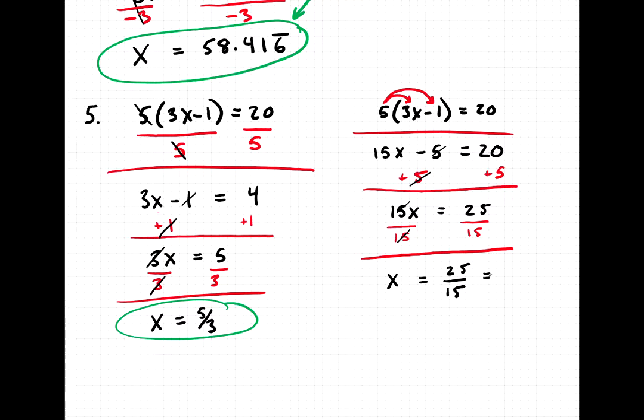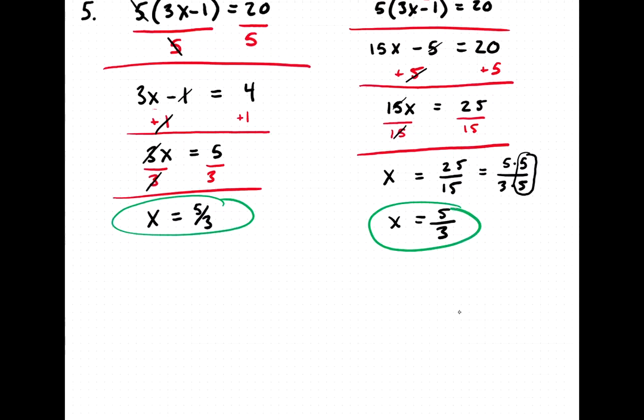And now, of course, always give your fraction in reduced form. Since 25 is 5 times 5 and 15 is 3 times 5, the 5 over 5 cancels because that's equal to 1. And again, we come to x equals 5 over 3. So I think it's important to note that almost always, unless it's a very simple problem, there are multiple paths to your solution.